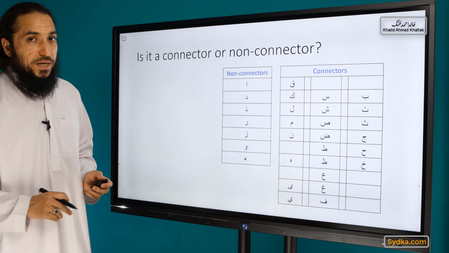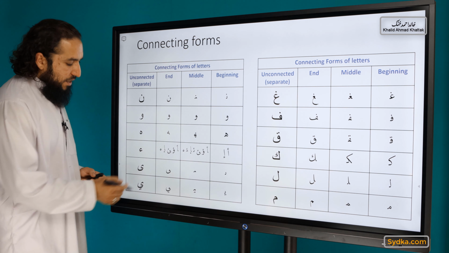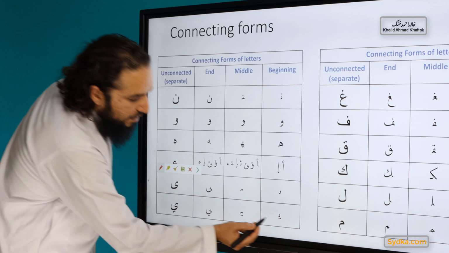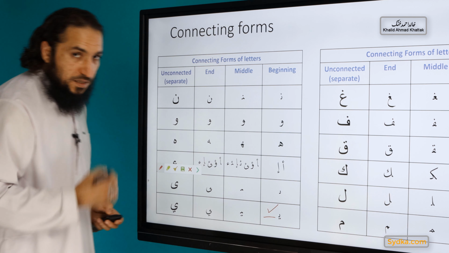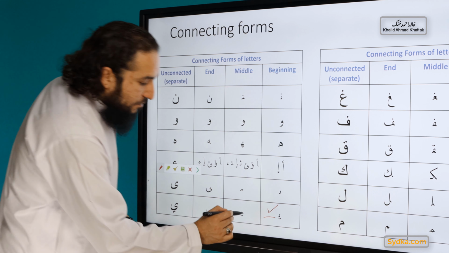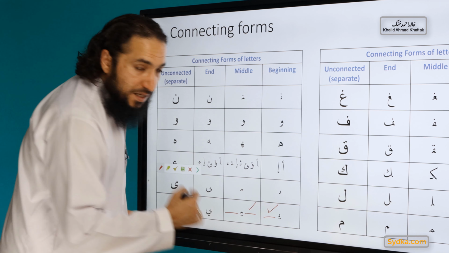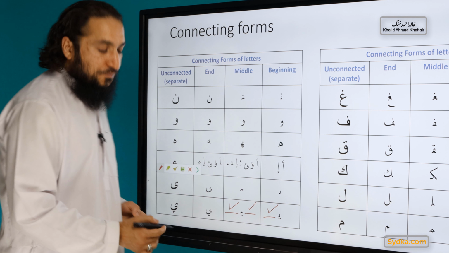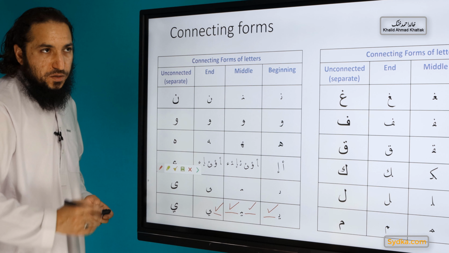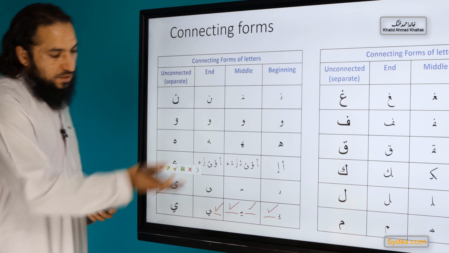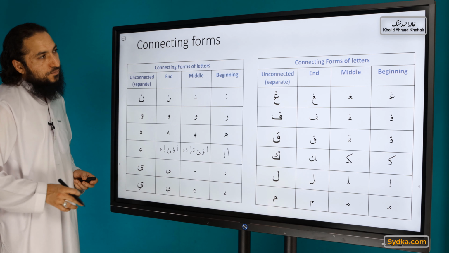Is it a connector or non-connector? It is one of the connectors, because if you see its connecting forms, then we can see that if it comes at the beginning of a word, you can connect other letters after it. If it comes in the middle of a word, then other letters can be connected with it before or after it. And if it comes at the end of a word, then you can connect other letters before it. So that's the property of a connector. Hence it is a connector.